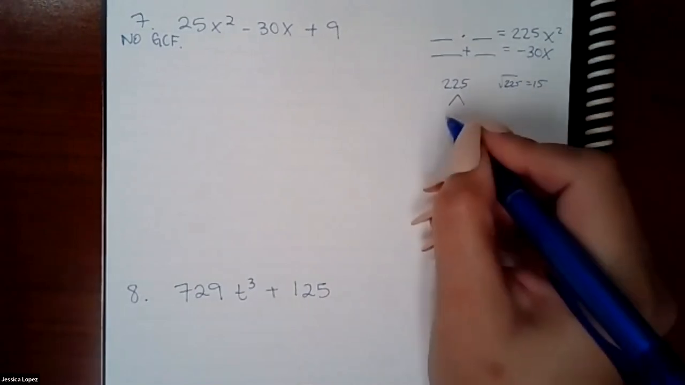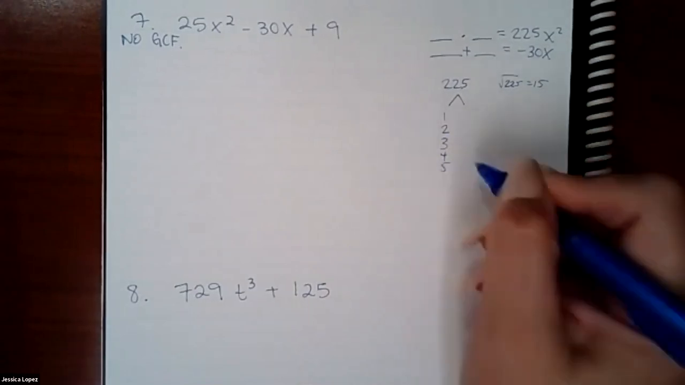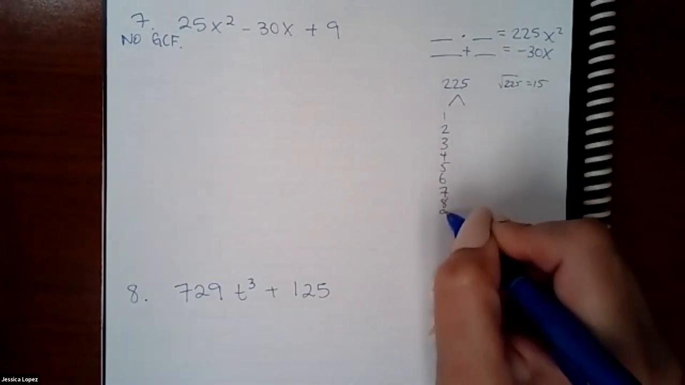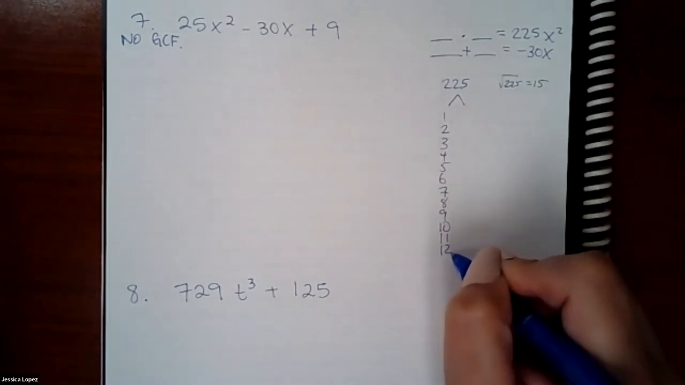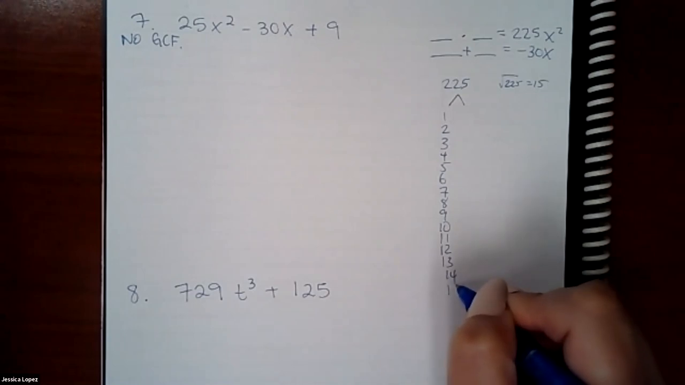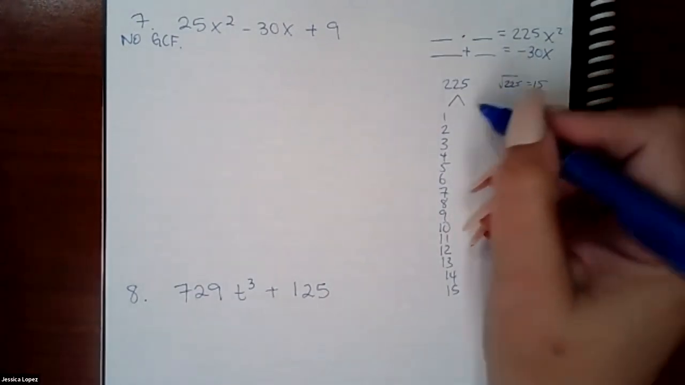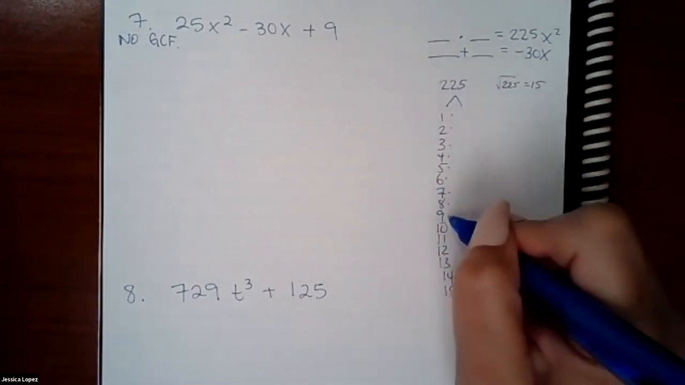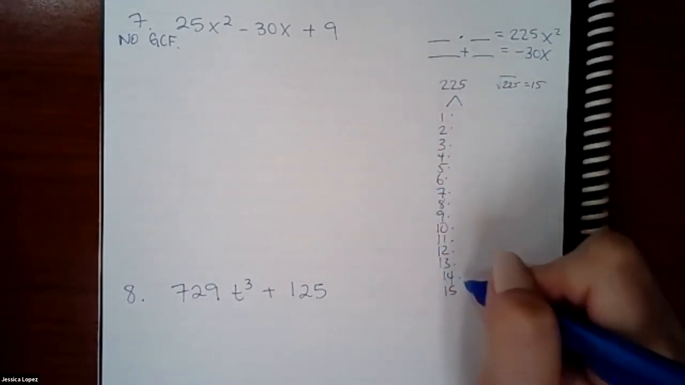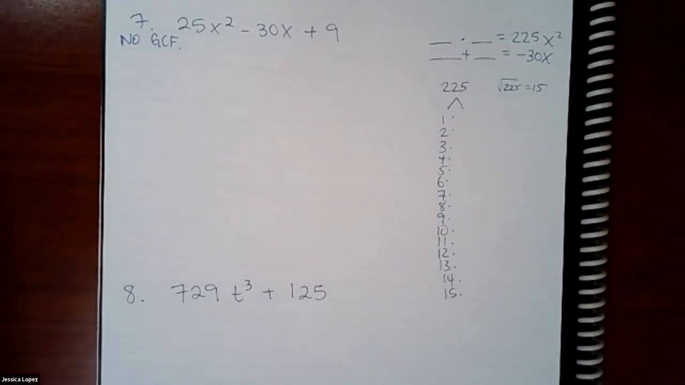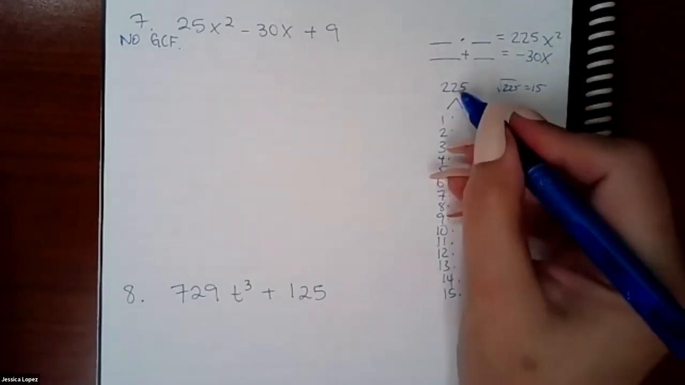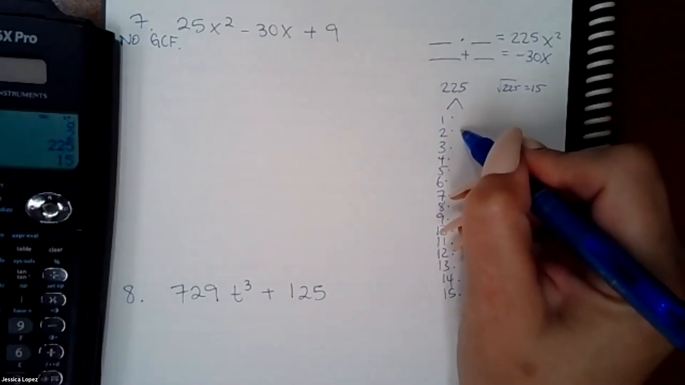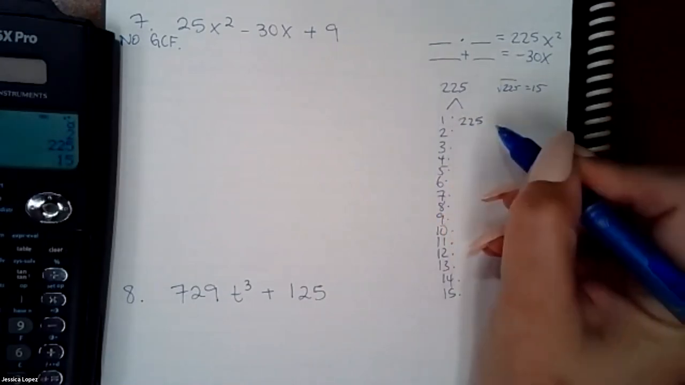So unfortunately, I have to go all the way down to 15. This is the way you know you have every single possible combination of numbers, okay? And so of course it sucks because the bigger that number gets, the longer this list gets, right? But you wanna make sure that before you tell me something is prime, that you actually had looked at all the possibilities, okay? So 225 divided by 1 is 225.